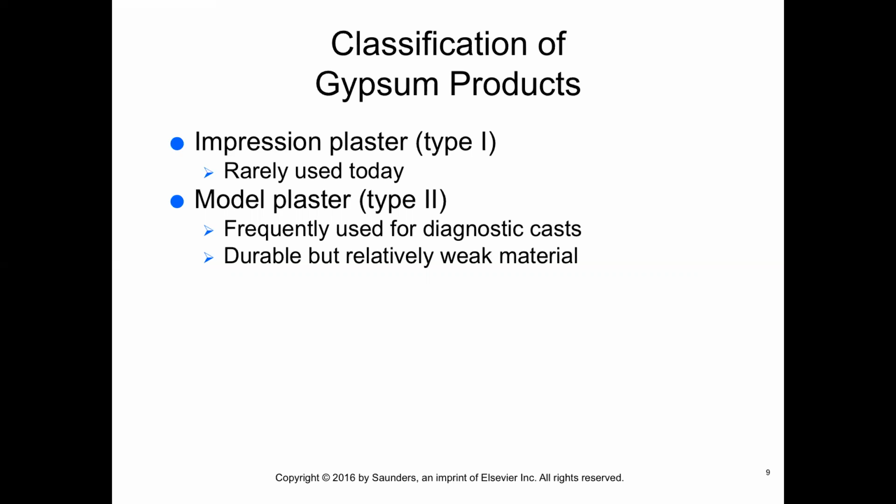It can be used to mount cast onto an articulator, and an articulator is a mechanical device that's used to place the maxillary model and the mandibular model in occlusion on a fixed appliance. Model plaster is frequently used for diagnostic cast and articulation of stone cast. It's traditionally produced white in color to distinguish it from dental stones. If you're pouring up diagnostic models, plaster is typically used as it's the least expensive of all the gypsum products.